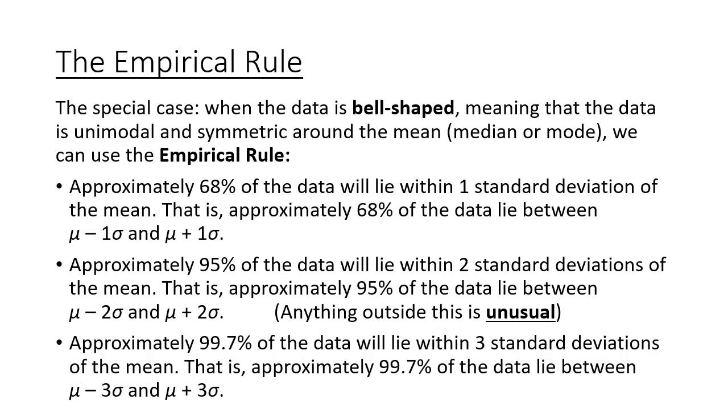And the last part of the empirical rule, approximately 99.7%, so that's almost all the data, has to lie within three standard deviations of the mean. So again, that means approximately 99.7% of the data is going to be, if you start at the mean and you go out three standard deviations to the left, three standard deviations to the right, that's got to be 99.7% of the data.